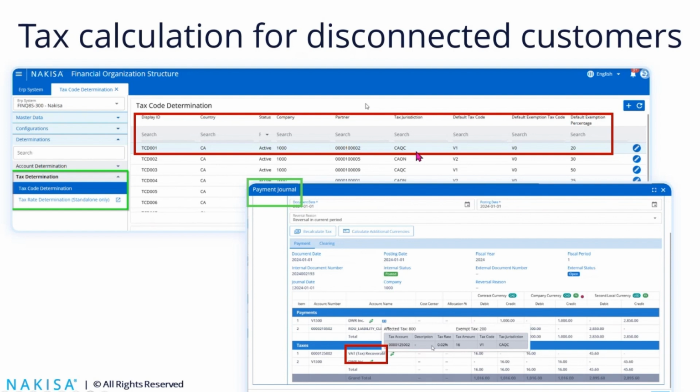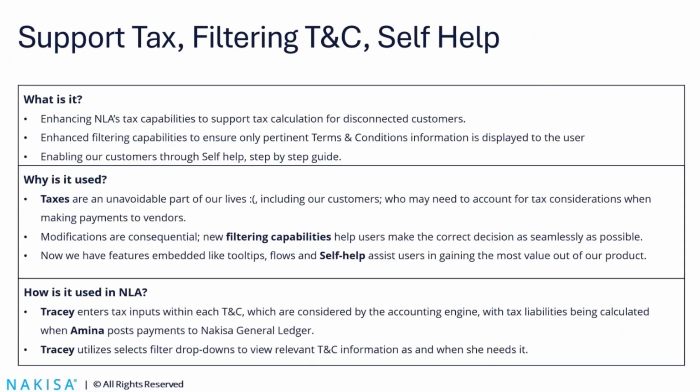And once all this information is linked to your company, when you are looking at your payment journal, you'll be able to see that the calculation now appears on the UI and will be posted as well to the correct GL account with the correct calculations. So that is it for the tax option.